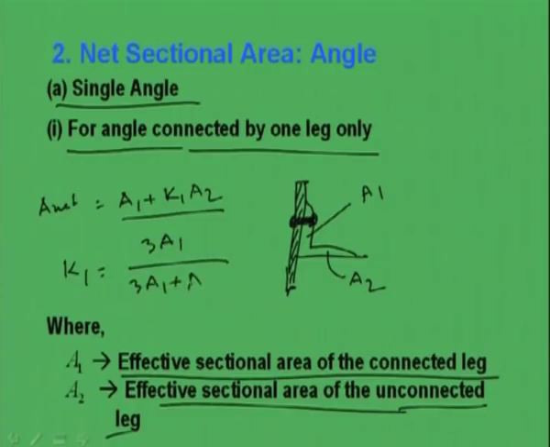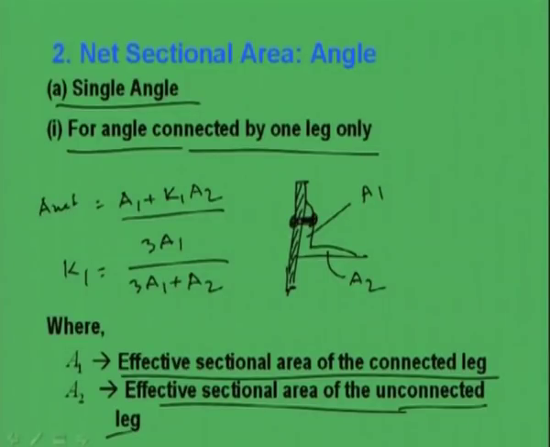3A1 plus A2, right? So when we are going to calculate the net sectional area of the angle, we have to see which type of angle we are going to use, whether it is a single angle or a double angle. Now in case of a single angle, whether it is connected by one leg only or two legs. So if it is connected by one leg only in case of a single angle, the net area will be A1 plus K1 A2, where K1 is equal to 3A1 by 3A1 plus A2. So in this way you can measure.